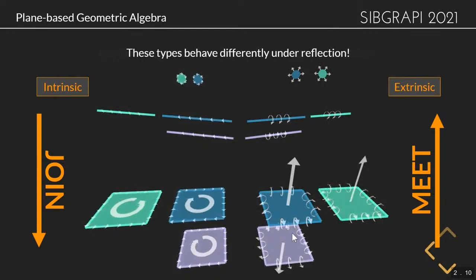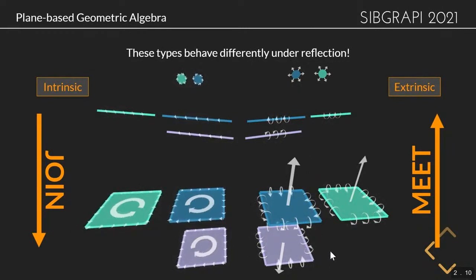So if we reflect in a mirror that is parallel with our element, then extrinsic orientations will swap their sign. So the up arrow becomes a down arrow, the clockwise rotation becomes a counterclockwise rotation. For intrinsic oriented elements, when you reflect parallel to the element, the orientation stays the same. So here when we do this reflection, we're still moving in the same direction, and here we're still rotating in the clockwise direction. And the opposite thing happens when you reflect in an orthogonal mirror.